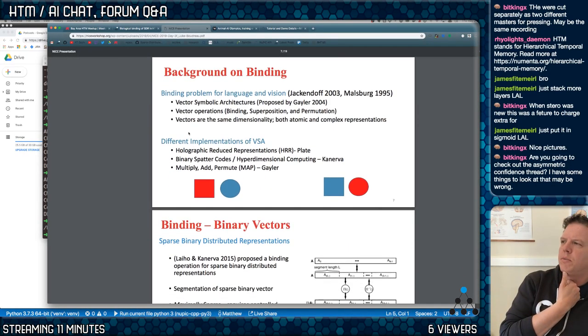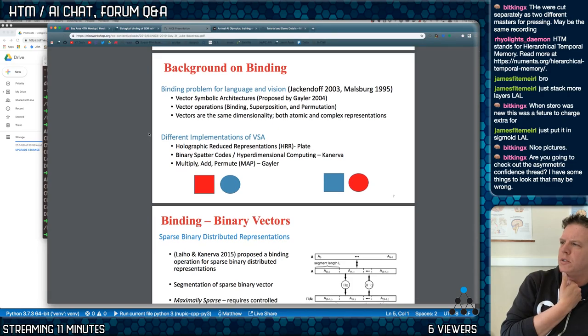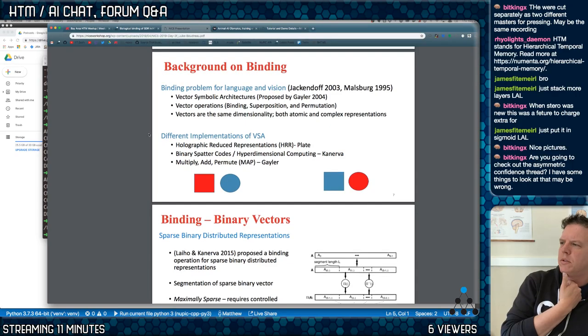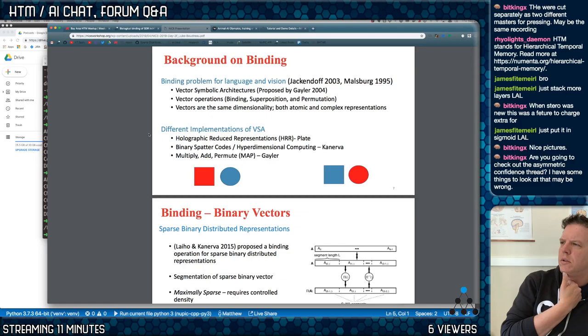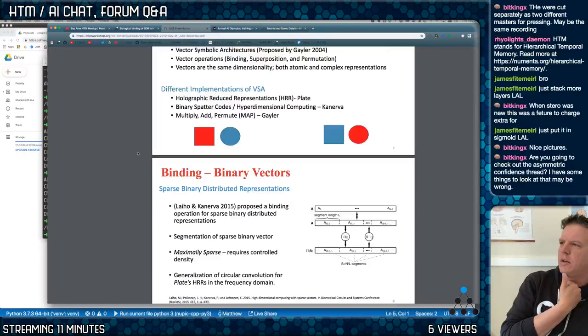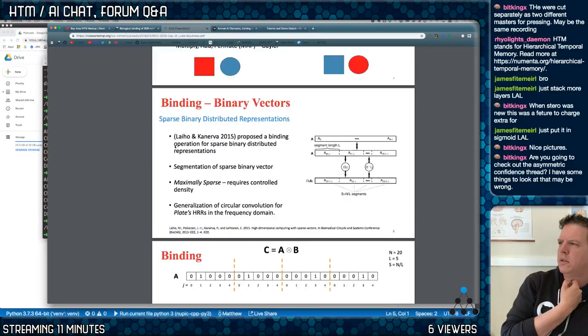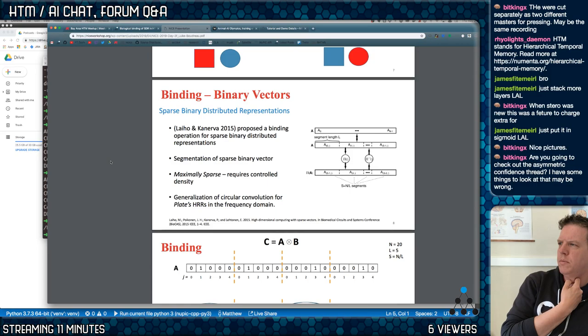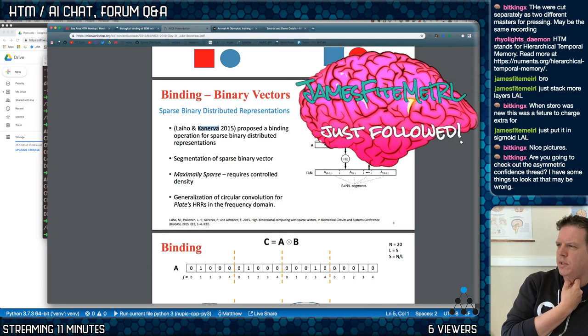He's talking about the binding problem. Vector symbolic architectures, vector operations, different implementations of VSAs. I am not familiar with these. Sparse binary distributed representations. I think I remember this.